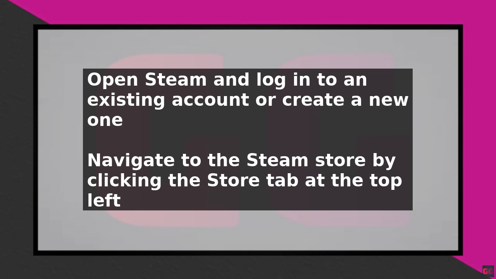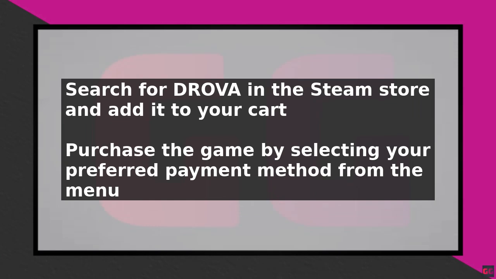After installing Steam, open the app and either log in to an existing account or create a new one by following the on-screen instructions. Once logged in, navigate to the Steam store by clicking the Store tab at the top left of the screen. In the search box, type in Drova and select the game from the search results. On the Games page, click Add to Cart and then View Cart.